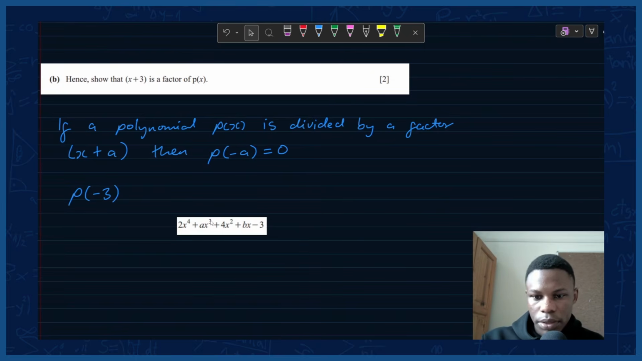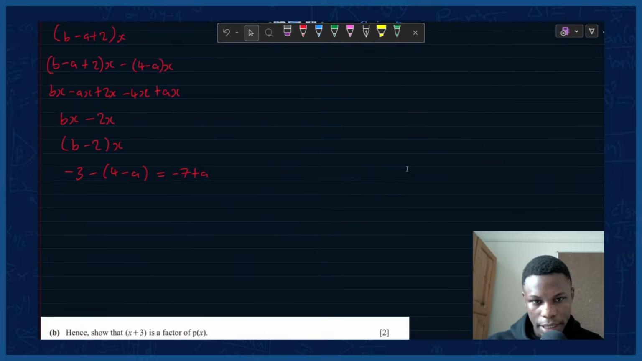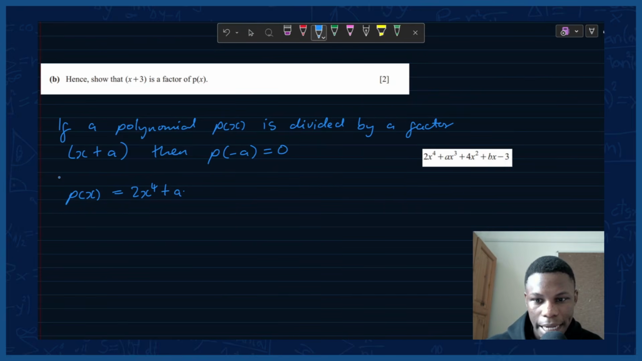So let's just paste that there. And we now know that b is 2, a is 7. So p of x, maybe before we evaluate p of negative 3, we have that p of x is 2x to the 4 plus ax to the 3 plus, don't know why I'm writing a. We just said we know what a is. A is 7, so 7x cubed plus 4x squared plus 2x minus 3. Just substituting in a and b, right? And we need to evaluate p of negative 3 and make sure that it's 0.